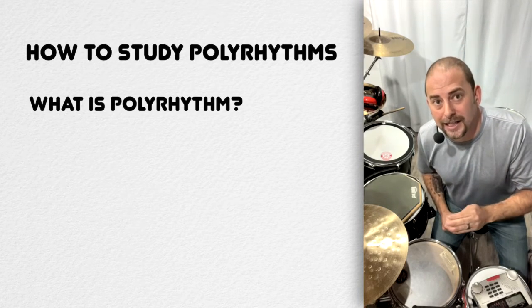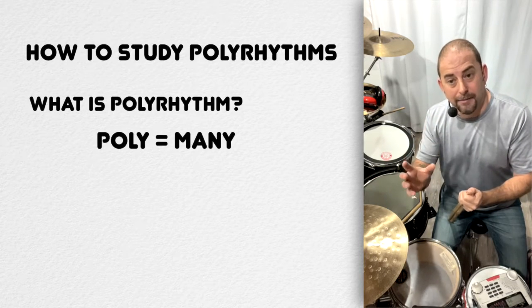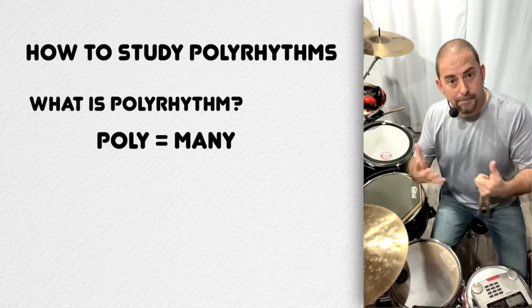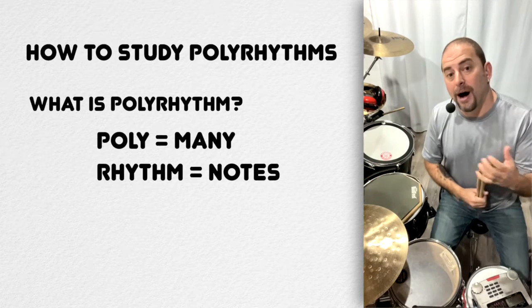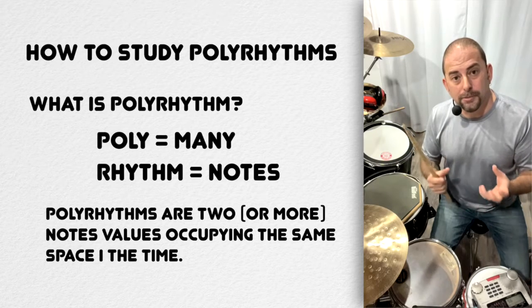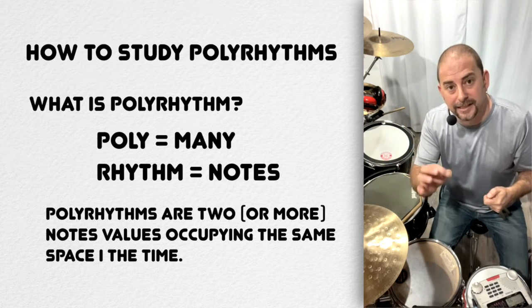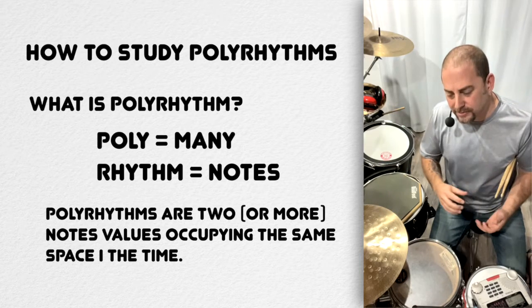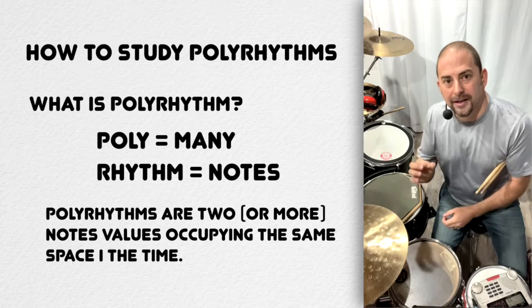But what is polyrhythm? Well, let's talk about that word, polyrhythm. What does poly mean? Poly anything means many, multiple. And we've just discussed how rhythm means notes. So polyrhythm means multiple notes, two kinds of notes occupying the same space in time over the beat. But polyrhythms in general are not a specific set of notes. The thing that's really important is the ratio.